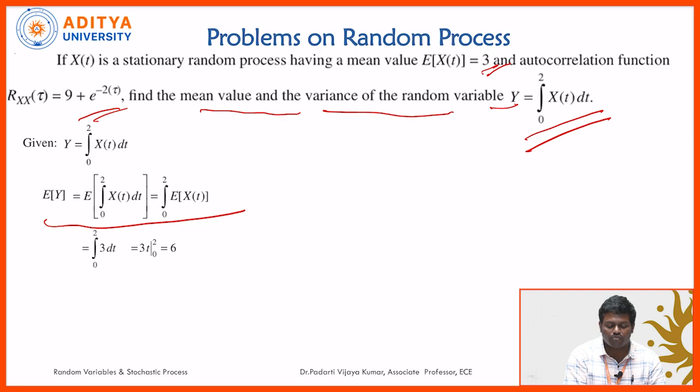So, the expectation of y will be the expectation of this one. So, integration from 0 to 2 of the expectation of x(t). Expectation of x(t) is 3, I am substituting 3. So, integration of dt is t. So, substituting the limits, 3 times (2 - 0), I will get 6. Expectation of y is 6.